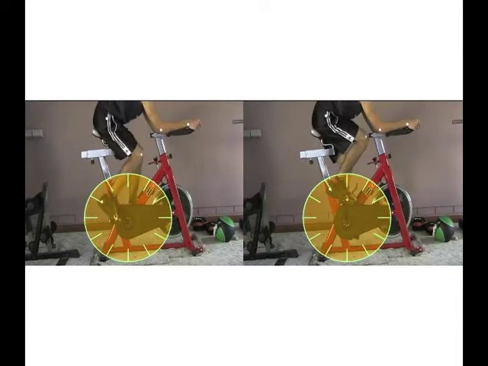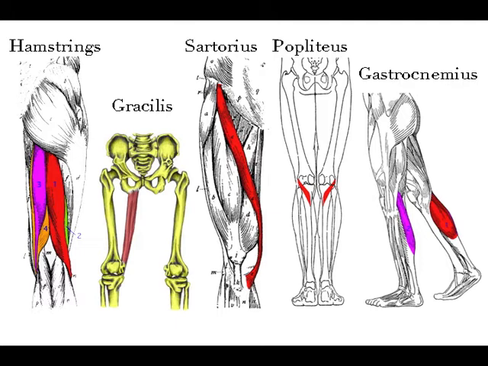9 to 12 o'clock, knee flexor. Muscles used in this action are the hamstrings or the rear thigh, gracilis, inner thigh or hip adductor, sartorius, inner thigh, popliteus, on the back of the knee, and the gastrocnemius, the calf.